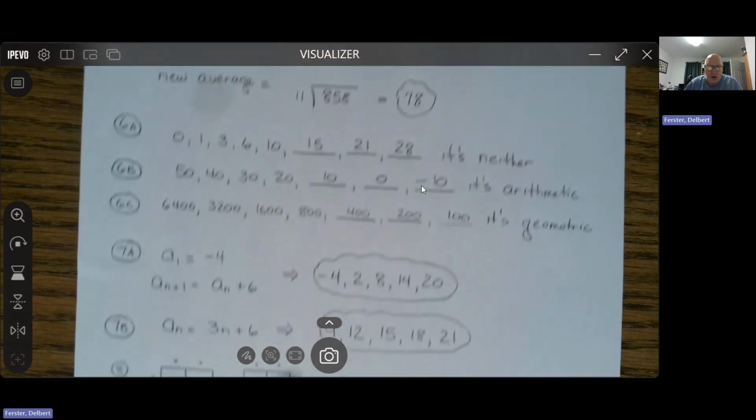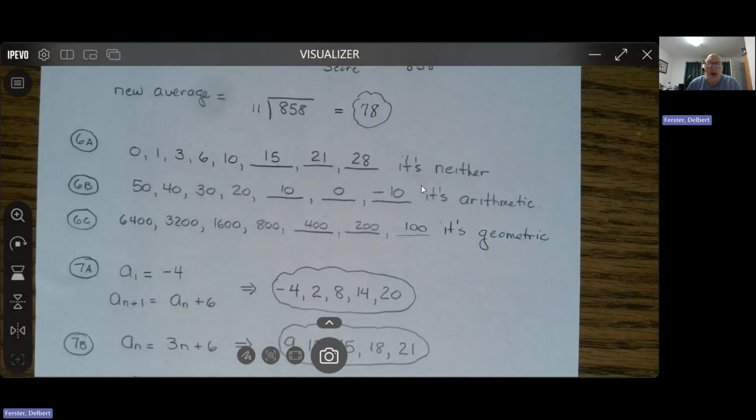Time for some sequences. We're supposed to decide what are the next three terms and decide whether the sequence is arithmetic, geometric, or neither. For 6A, looks like the next three terms are 15, 21, and 28. In each case, you're adding one more than you added the previous time. So we added 5 to the 10, then we added 6 to the 15, and we added 7 to the 21. That is not arithmetic. It's only arithmetic if the number that's being added stays constant. It's not staying constant this time. So that's neither.